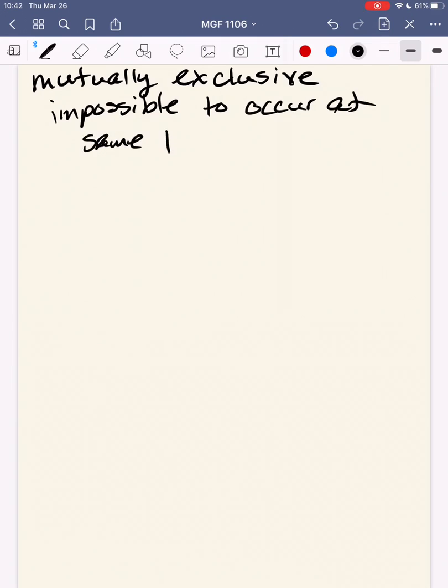And now we're going to look at the idea of mutually exclusive events. Mutually exclusive means it's impossible to occur at the same time. Okay? So think about flipping a coin. If you flip a coin, you're either going to get heads or you're going to get tails, but there's no way you could get both. Absolutely no way.